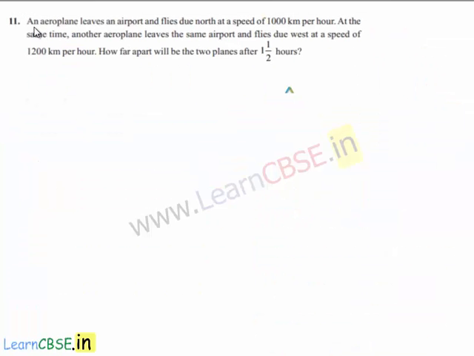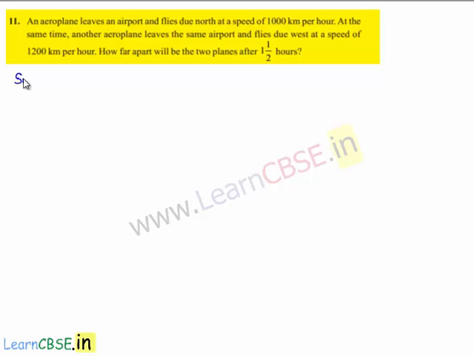Now moving on to 11th sum. An aeroplane leaves an airport and flies due north at a speed of 1000 km per hour. At the same time, another aeroplane leaves the same airport and flies due west at a speed of 1200 km per hour. Find how far apart will be the two planes after 1.5 hours.